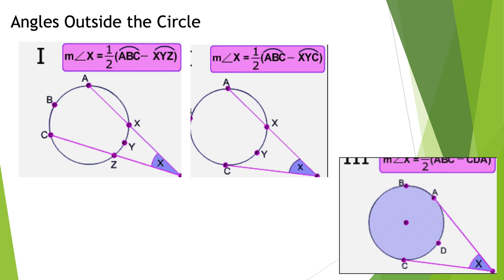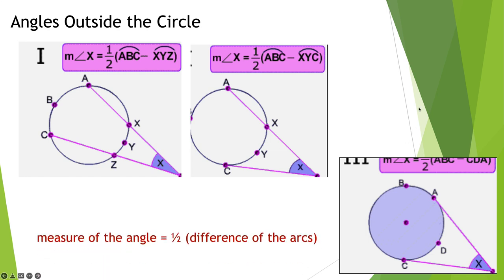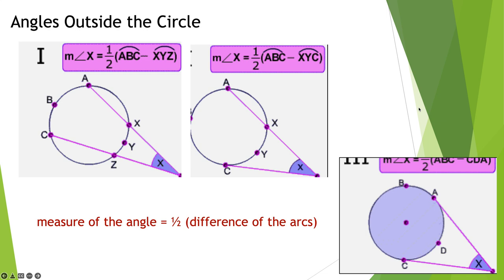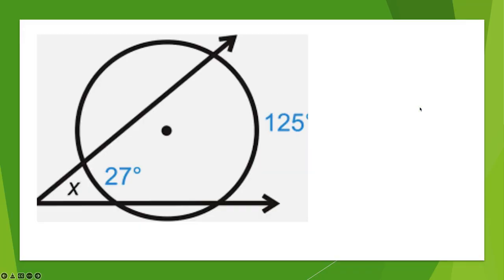If you notice, all three formulas have a minus sign in them. It's half the difference of the arcs. So if it's on the circle, it's half the arcs. If it's outside the circle, it's half the difference of the arcs. Let's try some sample questions. Remember, the measure of the angle is half the difference of the arcs. Go ahead, give it a shot.